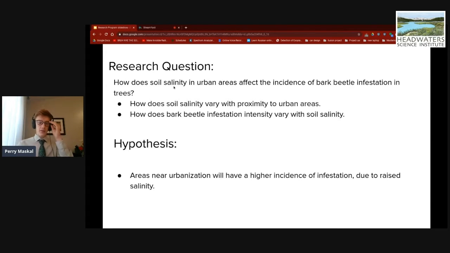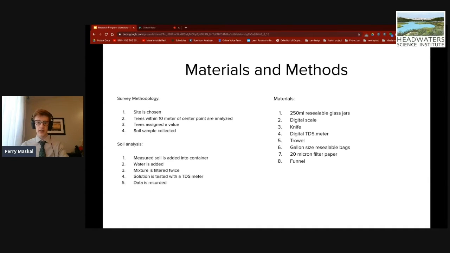So my research question was, how does soil salinity in urban areas affect the incidence of bark beetle infestation in trees? The question is two parts. The first being, how does soil salinity vary with proximity to urban areas? The second part being, how does bark beetle infestation intensity vary with soil salinity? My hypothesis was that areas near urbanization would have a higher incidence rate of infestation due to the higher salinity.